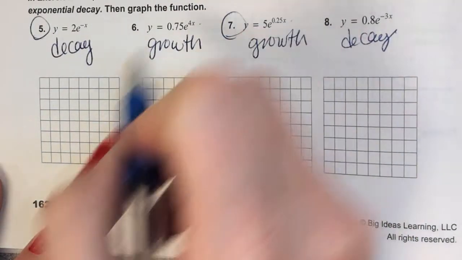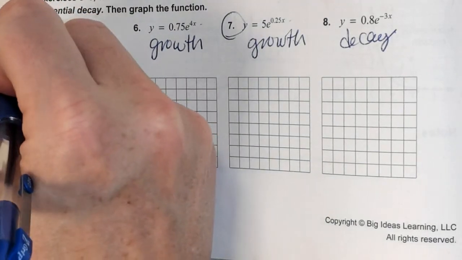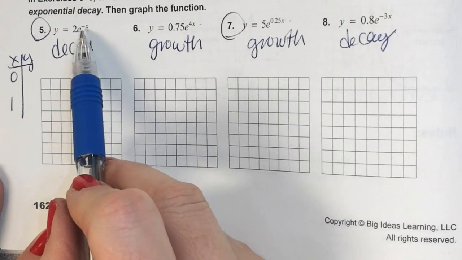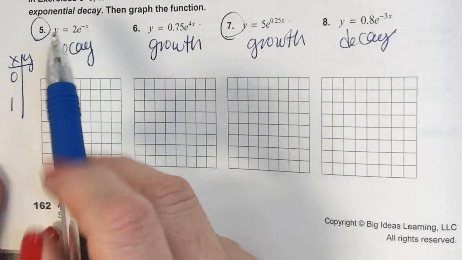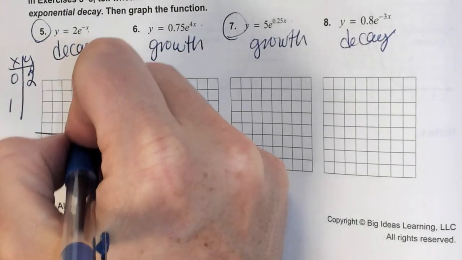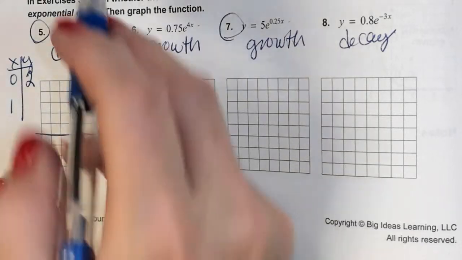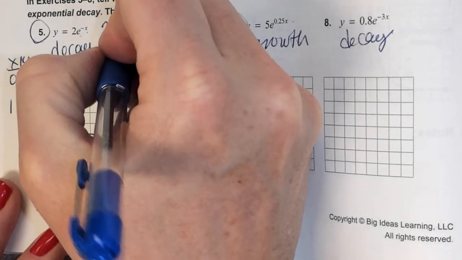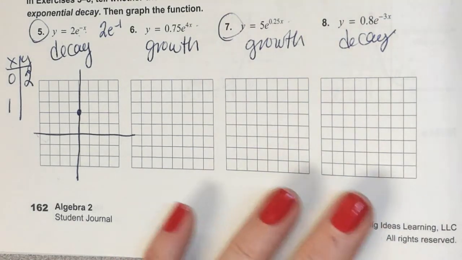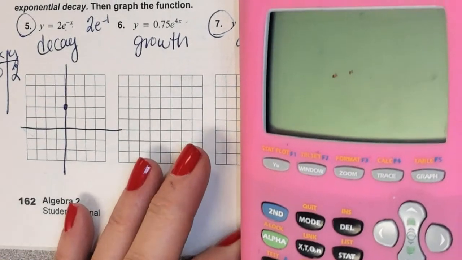Let's graph those two. So if I want to graph this, I can actually just make a little t-chart. I'm going to plug in 0 and 1. So e to the negative 0 is still just 1 times 2 is 2. So that's also my initial value, 0, 2. If I plug in 1, I'm going to have 2e to the negative 1. Now, that's not something that I can really just know off the top of my head. I might want to get my calculator out.